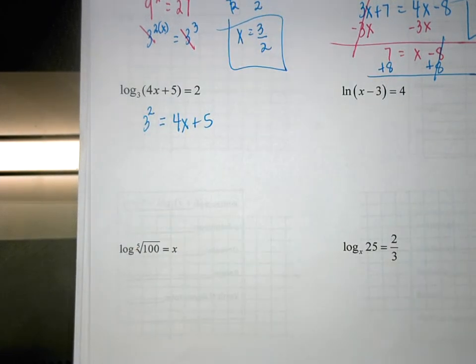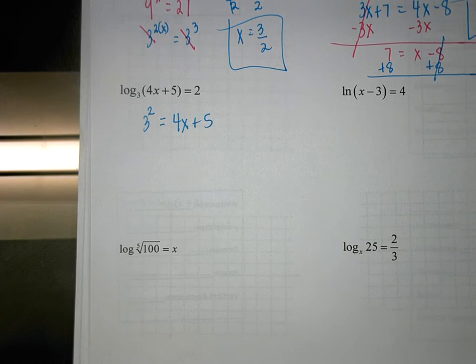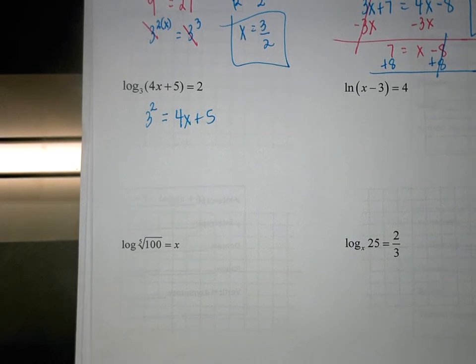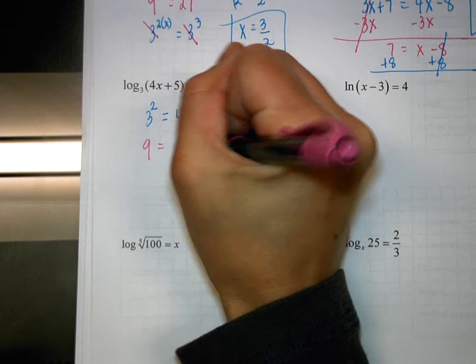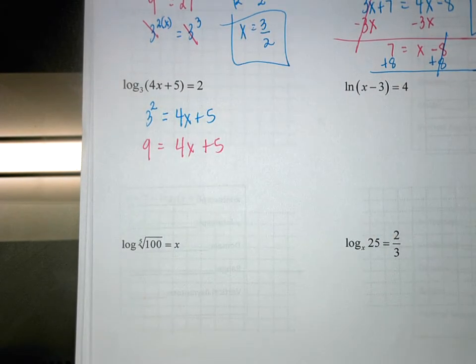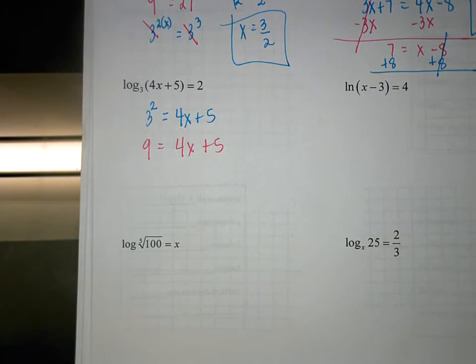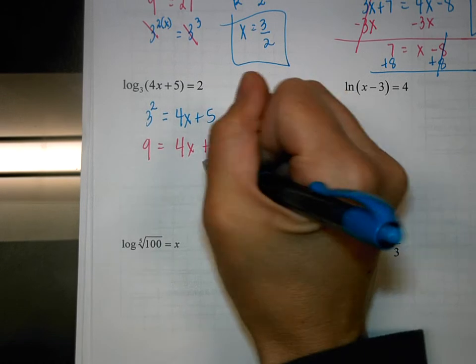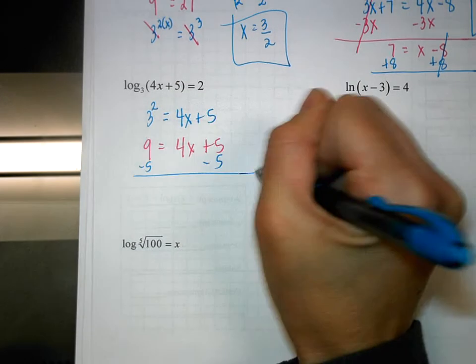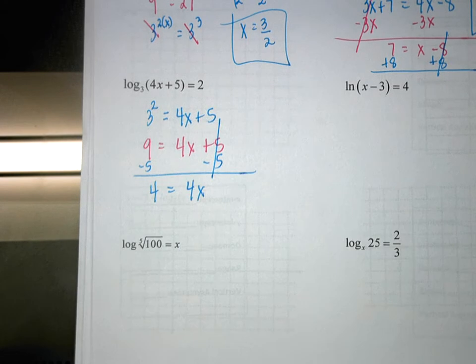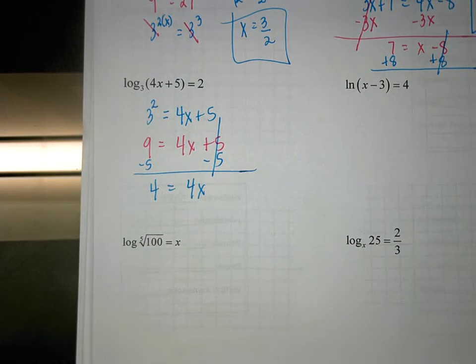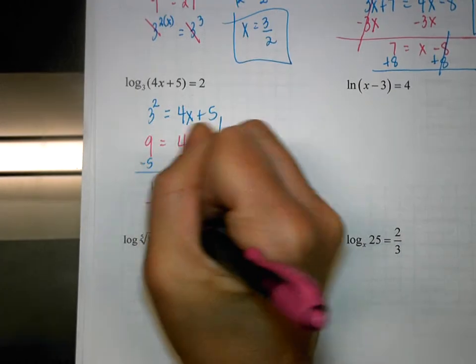Can we solve this now? Yeah. What is 3 to the second power? 9 equals 4x plus 5. Then we will do what? Very good. Subtract 5 to both sides. We have 4 equals 4x. And then the last thing we would do is, good, divide by 4, and x equals 1.